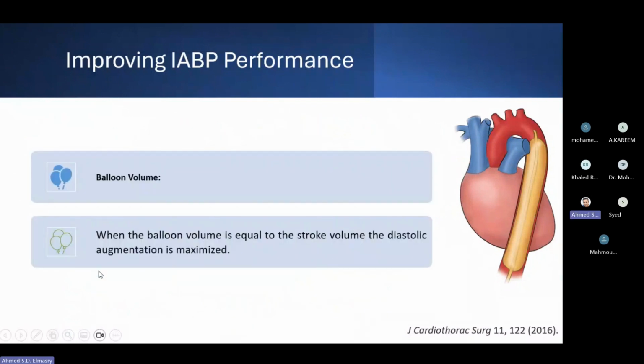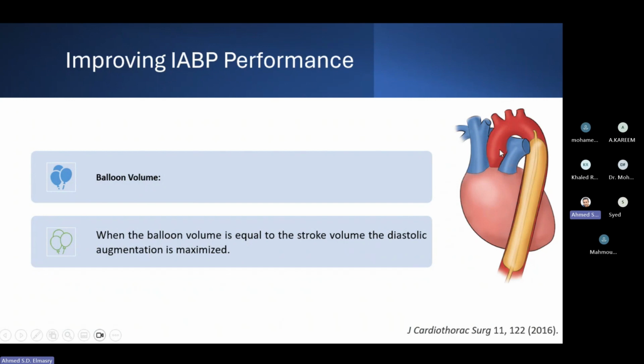Regarding the balloon volume, the balloon, as we said, should occlude almost 80 to 90% of the aorta. And if the balloon volume is equal to the stroke volume ejected by the heart, this will maximize the diastolic augmentation. So if the stroke volume is around 50 ml and the balloon volume is around 50 ml, you will be able to increase the diastolic augmentation.